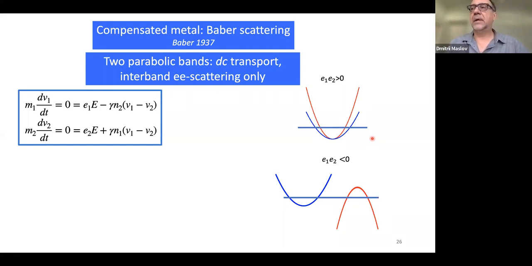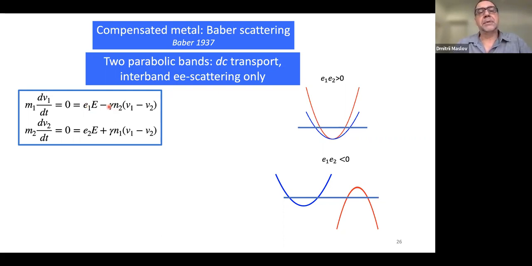Because we know that parabolic bands by themselves don't allow for current relaxation, I will need to focus on the interband electron-electron scattering. And the bands can be of the same sign, meaning two electron bands, or they can be of the opposite sign, meaning one electron and one hole band. And because I broke the Galilean invariance by saying that I have two bands, a Galilean invariant system has only one band, I can allow myself to go back to a very simple level of equations of motion, where the change in the momentum in the first band is proportional to the driving force, which is the electric field, and charge e1 is the charge in the first band.